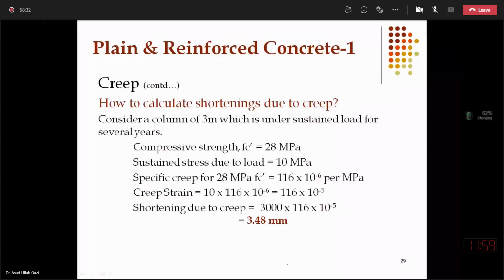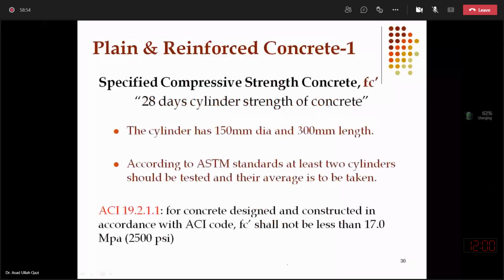So this can give you a rough assessment of how detrimental creep can be in reinforced concrete members under sustained loads. This shortening can obviously increase the stress on the steel bars, and in this way, this should be considered while designing the structural members.